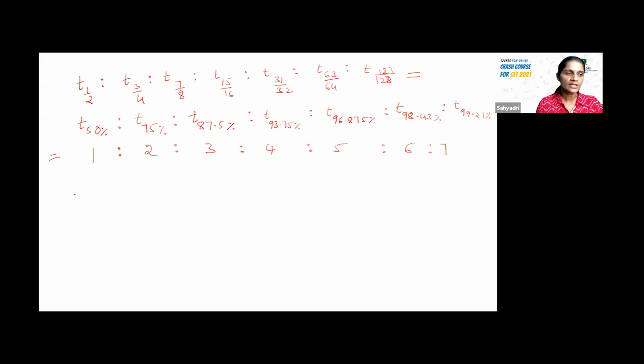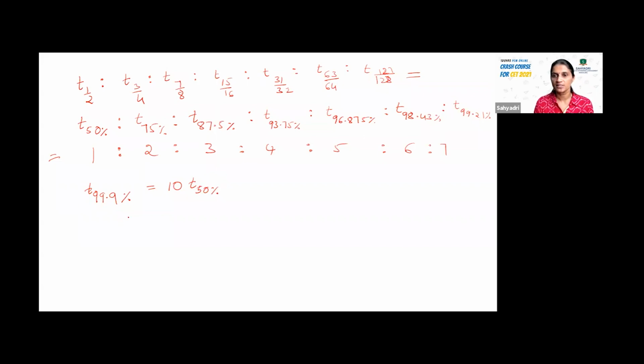Now, suppose I'm asked T 50% of a reaction. One more thing I can write: T 99.9% is 10 T halves. It should be 99.9%. So the time taken for 99.9% of the reaction to be completed is 10 times the T half. Clear? So this is another result.